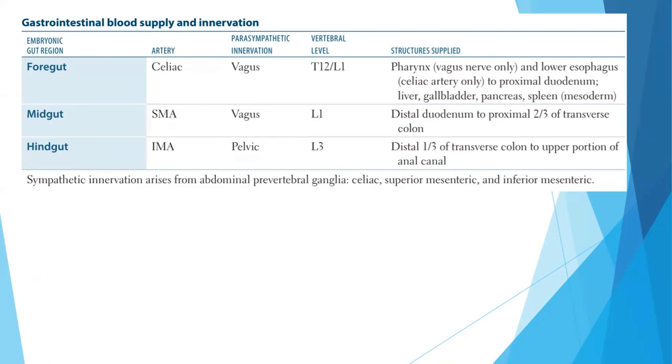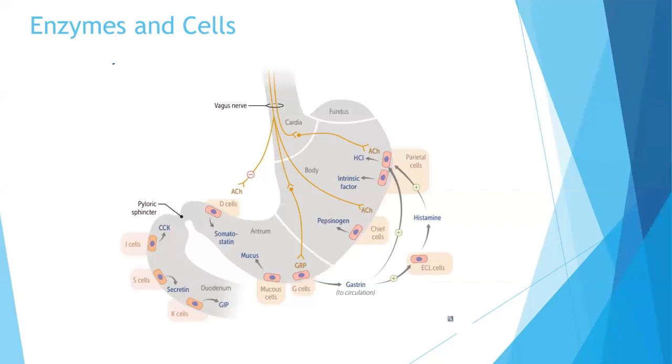Okay, now these are the structures that are supplied by the foregut, but generally they ask you questions about which structure developed from the foregut and what will be the blood supply of that foregut structure. So foregut is the celiac artery, midgut is the superior mesenteric artery, and the hindgut is the inferior mesenteric artery. So this is one piece of information that you always need to know and is frequently tested from the GI blood supply and innervation.